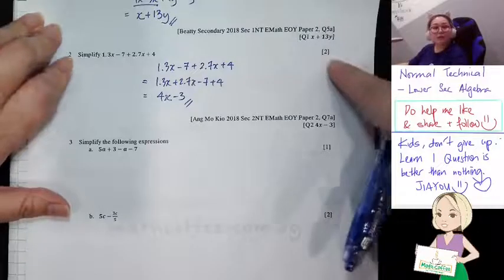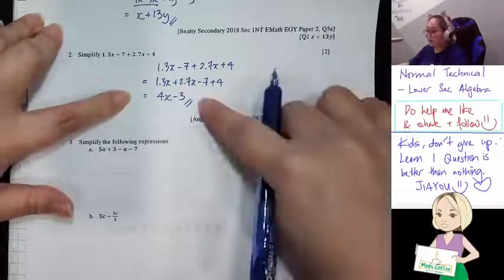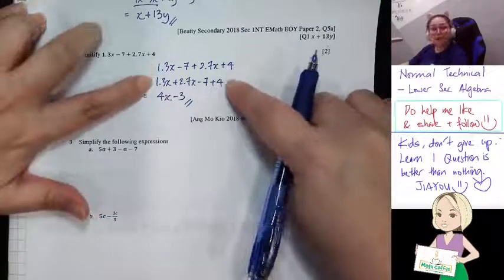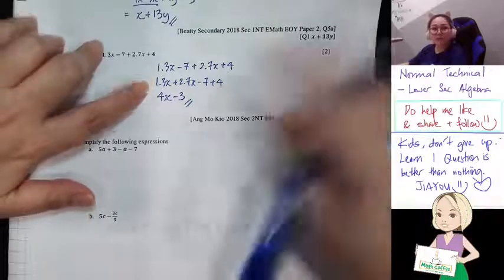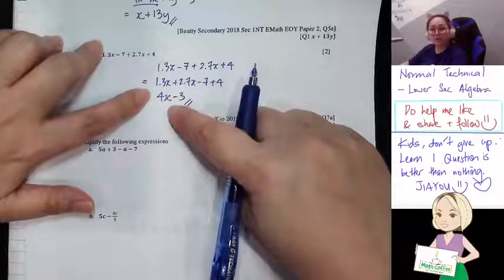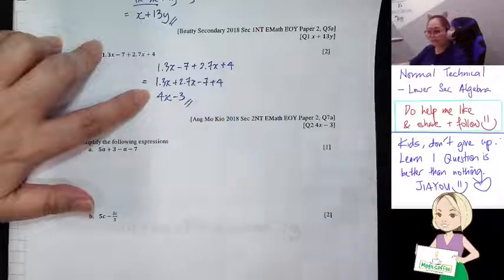Okay, 2 marks. Just need to group the like terms together. Can use a calculator to help you find the answer. Then just remember to put back the alphabet, if there is an alphabet there. Okay, so let's move on.